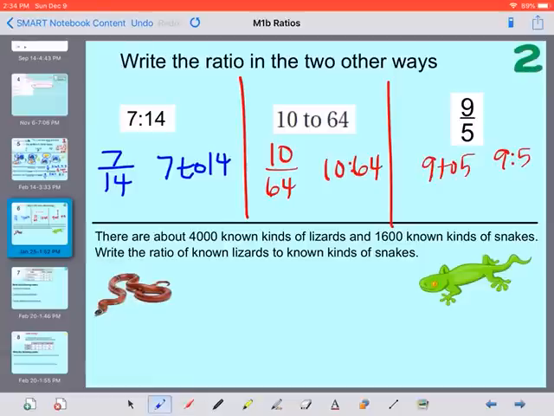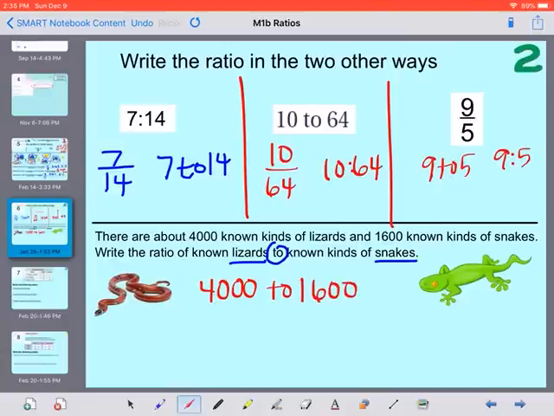All right, let's take a look at this word problem. It says there are about 4,000 known kinds of lizards and about 1,600 known kinds of snakes. Write the ratio of known lizards to known kinds of snakes. So we want lizards to snakes. Using the word to is actually one of the ways to write the ratio. So lizards, there are 4,000, to the number of snakes, which was 1,600.